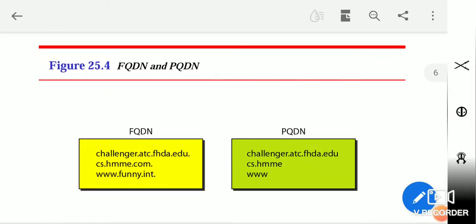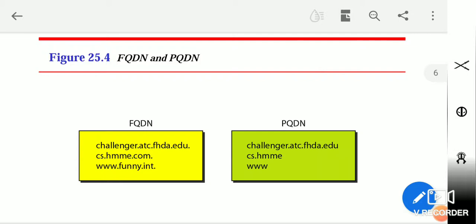Now in this there are two categories of domain names. One is called fully qualified domain name, and another is called partially qualified domain name. You can see on the right hand side that FQDN is fully qualified domain name: www.funny.int, challenger.atc.fhda.edu, right? And cs.hmme.com. After that no further domain is mentioned, there is no further dot, and after cs.hmme, nothing is there.